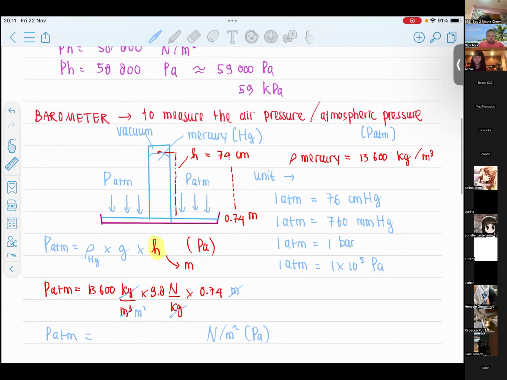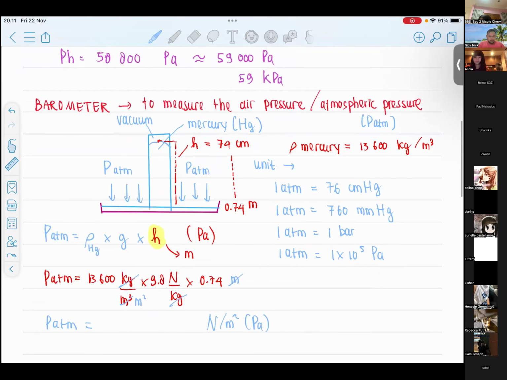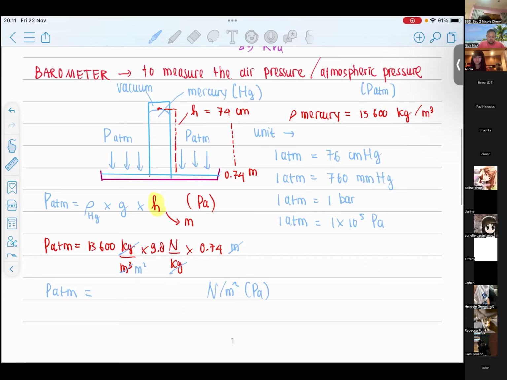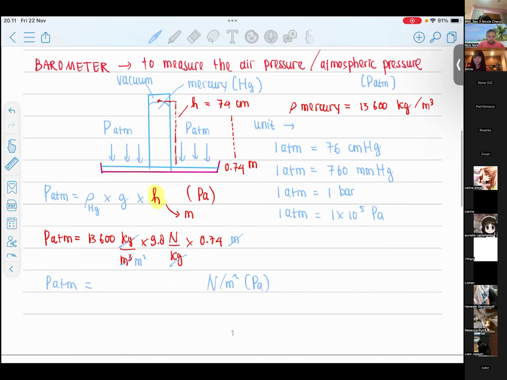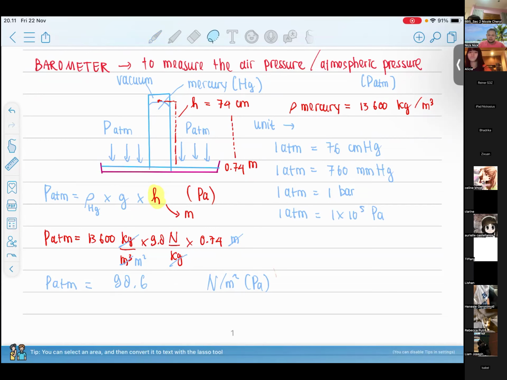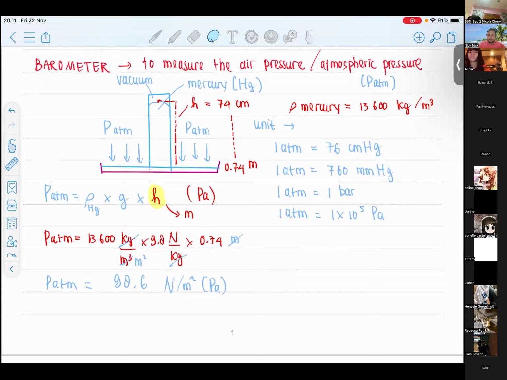Now, let's calculate. 13,600 times 9.8 times 0.74, right? So 98.6 Newton per meter square, or Pascal. Are you with me? Newton per meter square or Pascal. Clear, students?